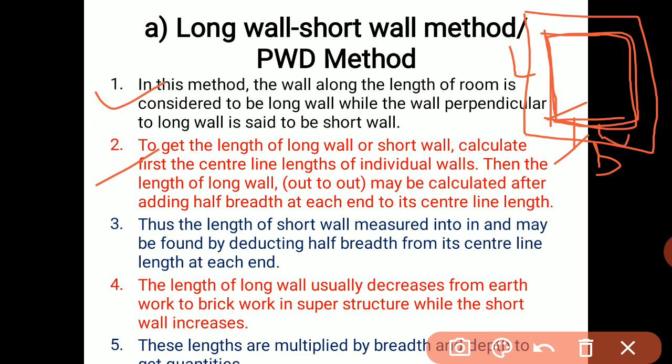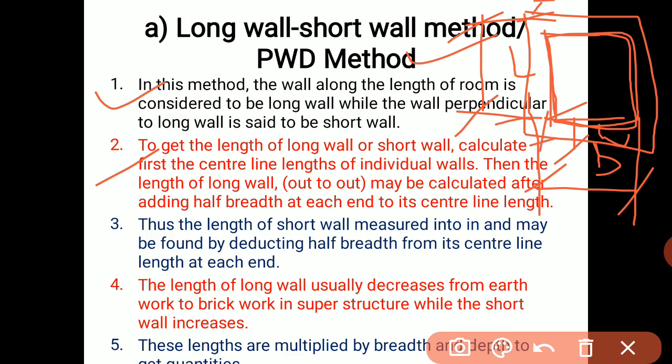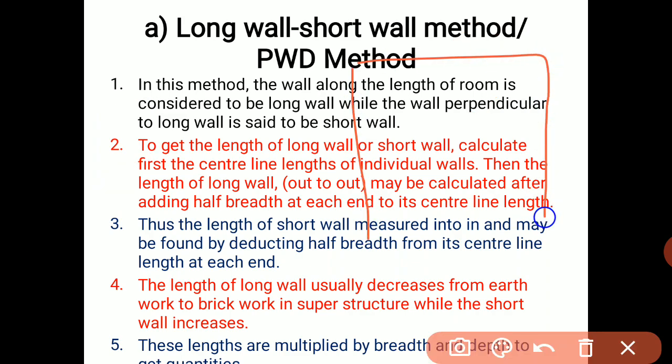So what we are supposed to do in this method is first calculate the center line, the center to center distance width wise and length wise. Then for the long wall we will add the half width of the wall on both sides. So this is the center to center distance plus this half wall and this half wall. This is the meaning of the long wall method.